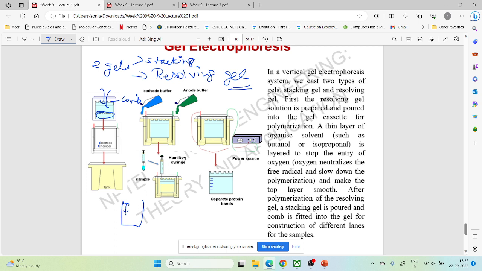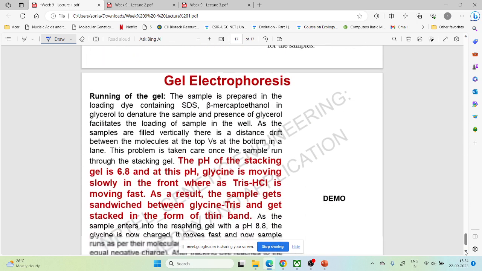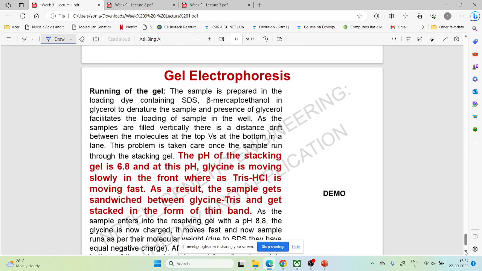So just to stack them so that they can have a thick layer, we use the stacking gel. And after your sample is stacked, then we run the resolving gel. So basically, once your sample is run on the stacking gel, you run it on the resolving gel. You just change the voltage. When you see that the sample has run well through the stacking gel, you just change the voltage.